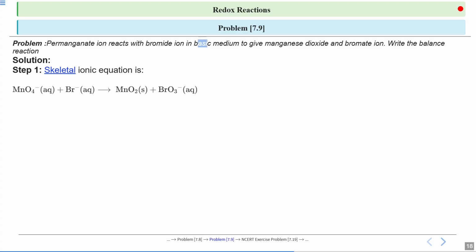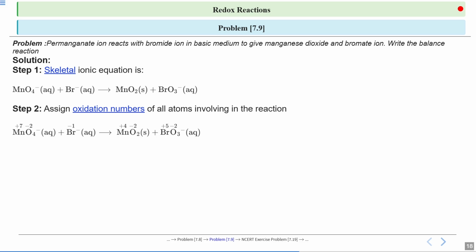With this question we will also understand the balancing with the help of basic medium. So here it is MnO4 negative plus Br negative gives MnO2 plus BrO3. In step 2, we will assign the oxidation number to all the atoms involved in the reaction. The atoms are Mn, Br, and oxygen. In the reactant, manganese is present in the oxidation number +7, while oxygen is present in -2. And the oxidation number for bromine is -1.